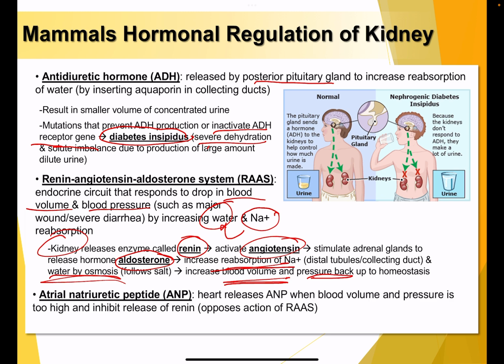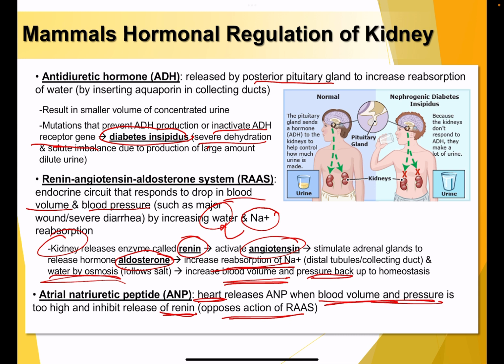And then you have ANP, which is atrial natriuretic peptide, a hormone that is released by the heart when blood volume and pressure is too high. So ANP works in an antagonistic, or opposite, relationship with RAS and ADH. It actually inhibits the release of renin, which then opposes the action of RAS. RAS is for increasing water reabsorption and salt reabsorption. ANP stops all of that.